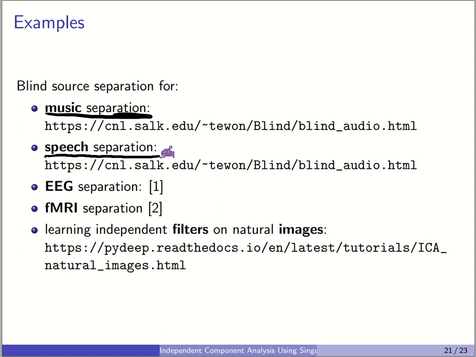Speech separation: if two people are talking, for example, you record them separately, but using a software tool you put the voices together at the same time, and then you give it to ICA. ICA can, with good accuracy or approximation, separate these two speeches.